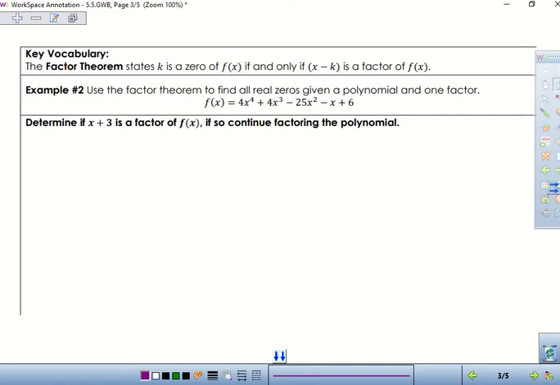The factor theorem states that k is a 0 of f of x if and only if x minus k is a factor of f of x. Use the factor theorem to find all real zeros given the polynomial in one factor. So we want to determine if x plus 3 is a factor of this polynomial. So to do that, we're going to do synthetic division and see if we get a remainder of 0. So what are we going to put on the outside here if what we're dividing by is x plus 3? Good. On the inside, we're going to put our coefficients. Don't forget your placeholders, if there are any, but I don't think there are here.